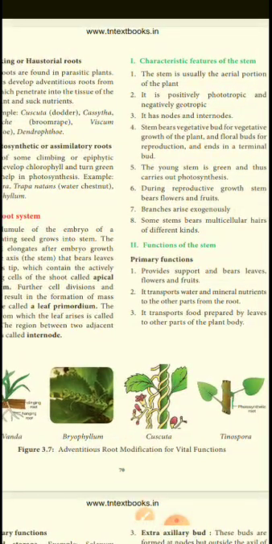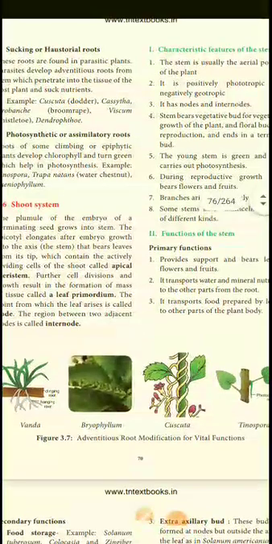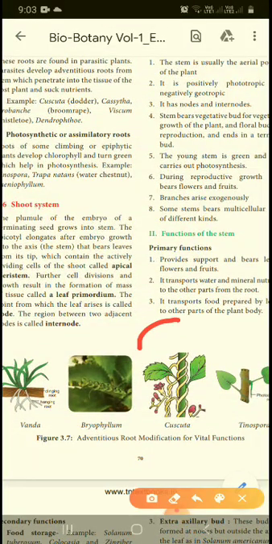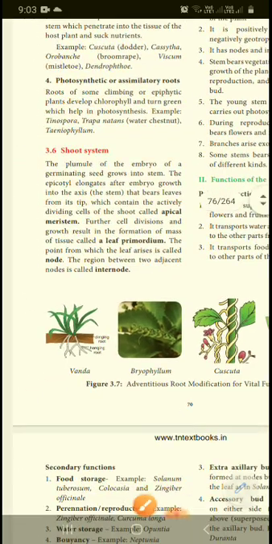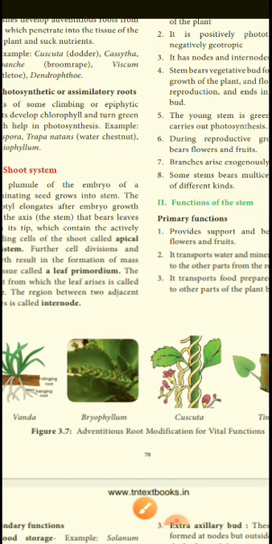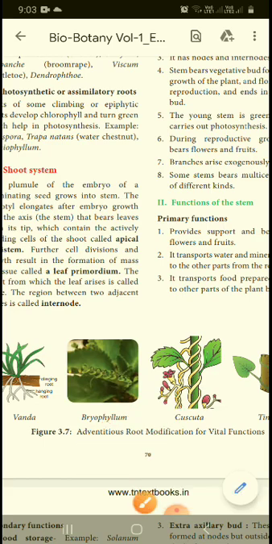Let me explain. For example, this is how we normally draw the plant, with a leaf here. This region between two adjacent nodes is what we call the internode.